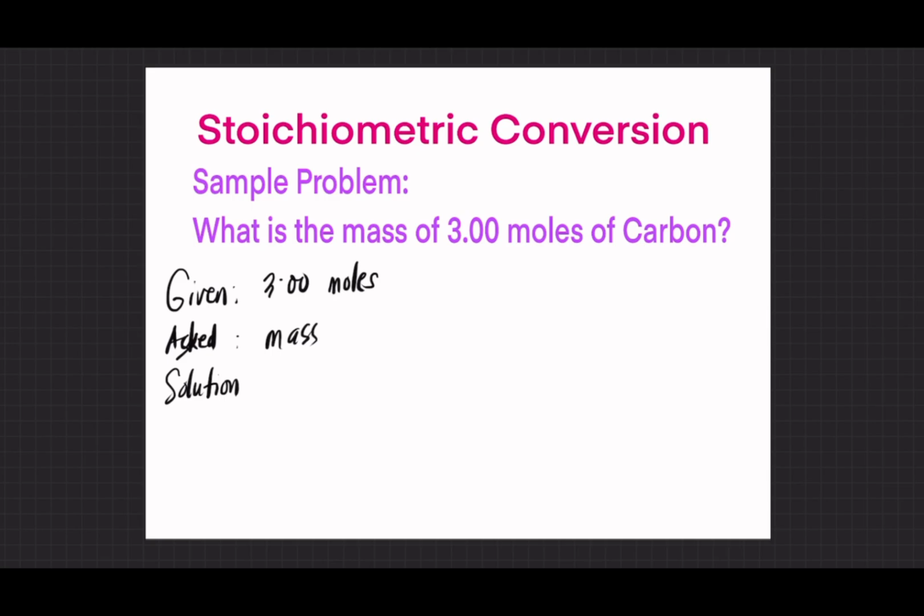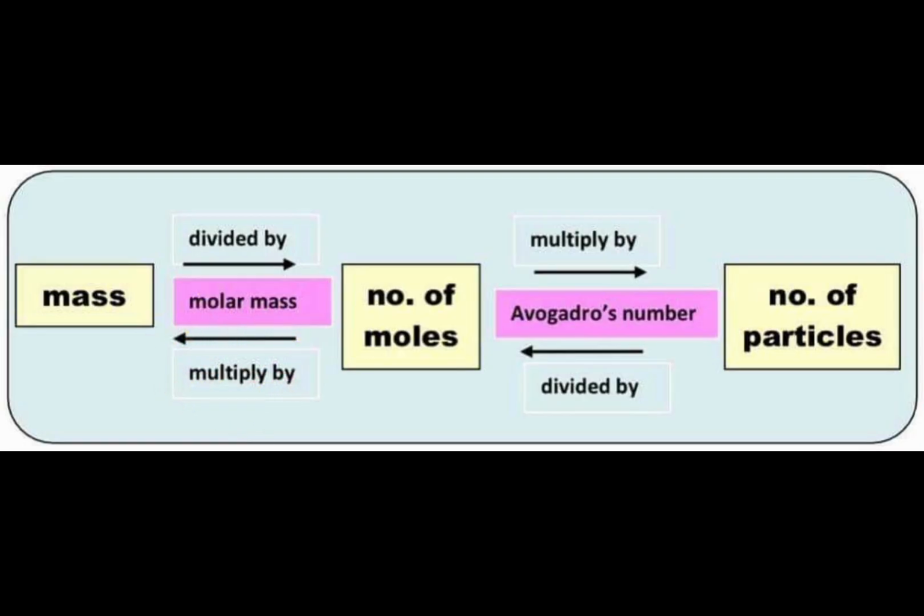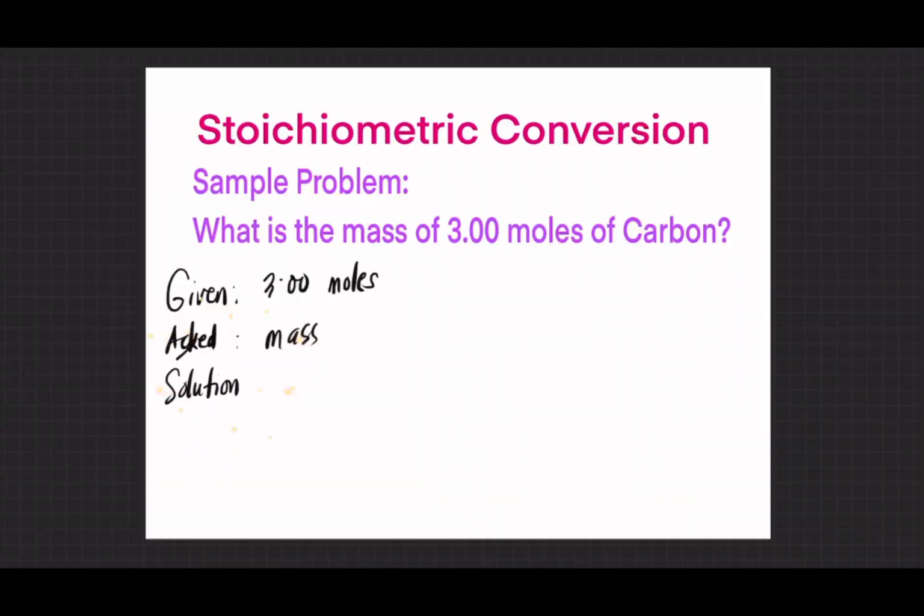So, given ta 3 moles, ang gipangayo ang mass. So, pag solve ani, gamiton na nato ang stoichiometric conversion. Kung diin, number of moles times the molar mass is equal to the mass of the substance.